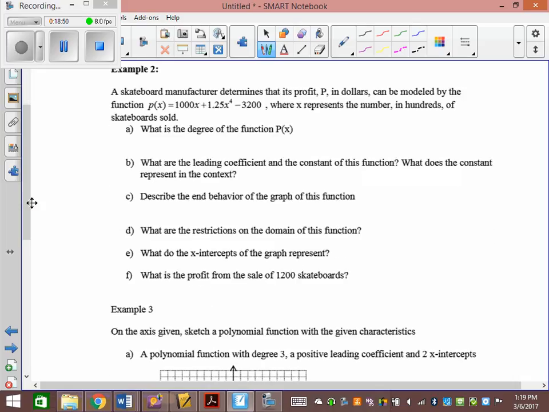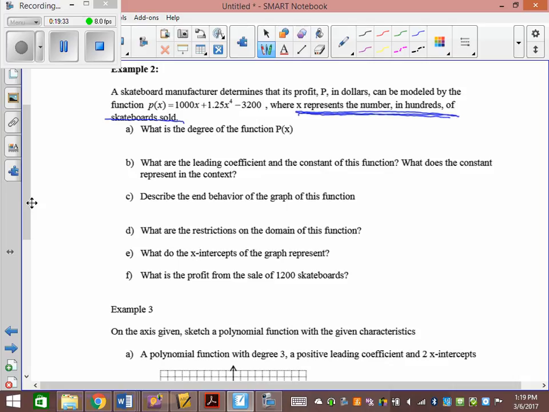Example 2. A skateboard manufacturer determines that its profit P in dollars can be modeled by the function P of X equals 1000X plus 1.25X to the 4 minus 3200, where X represents the number in hundreds of skateboards sold. So if I sold 500 skateboards, I would use 5. If I sold 1,000 skateboards, I'd use 10 because it's in hundreds. So basically, you just drop off 2 zeros. If it was 700 skateboards, I'd use 7, right?